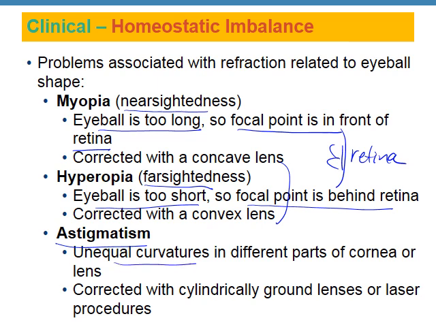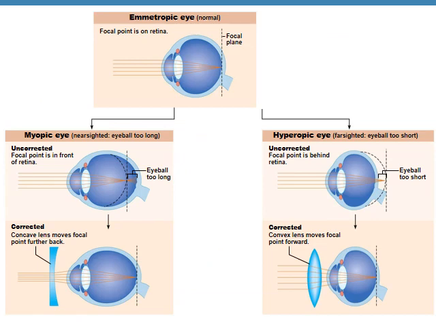So this is when you have unequal curvatures of the cornea or the lens, and this is going to cause the light to not bounce properly or refract properly, and it's going to cause image problems with the image hitting directly on the retina. I wanted to show you some images. So here's a normal. The light comes in, it refracts off the lens, and it hits the focal plane. So our image is right here on the back of our retina.